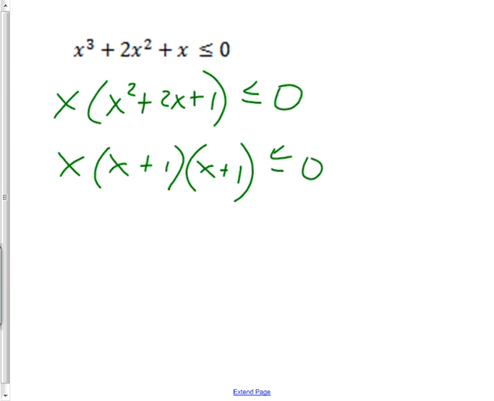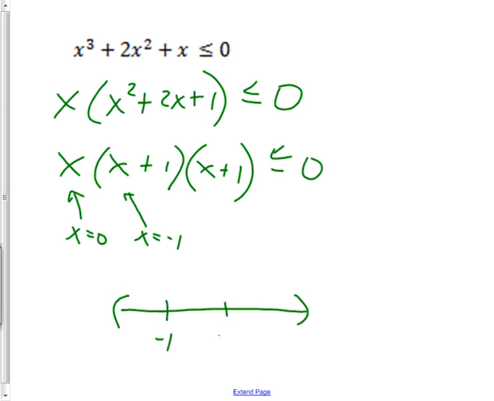How I factored that? Now I've got 3 answers in theory, but this answer right here is x equals 0. This answer right here is x equals -1. And this is the same answer as it was before, so I don't need another -1. So I guess I'm wrong. There's only 2 answers on this, because sometimes you get a double answer. So the only 2 answers here are -1 and 0, and then I test this zone, test this zone, test this zone, see where it works.